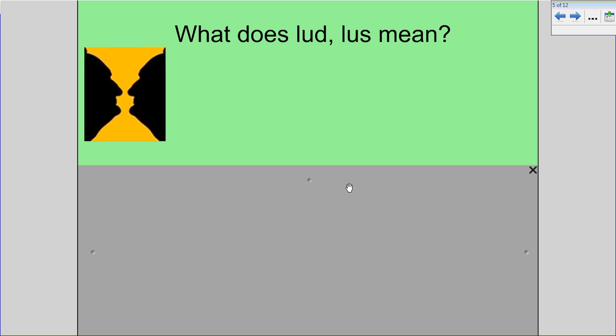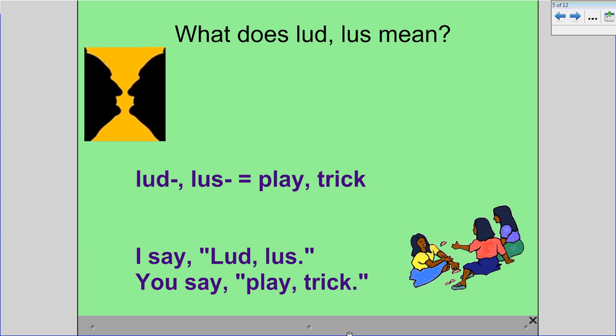Okay. Lud Lus means play, trick. Please write this down in your graphic organizer. Also, please draw a picture. As we saw from our example here, we know that optical illusions are playing or tricking our minds into seeing different images. Once you have your definition written down and a picture drawn, please restart the video.